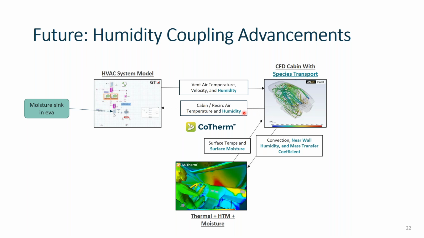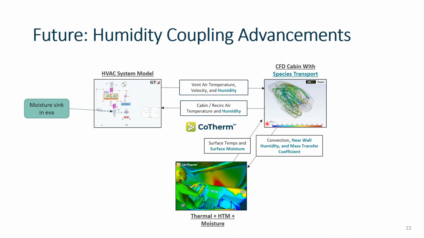And instead of just passing the recirc air temperature to our HVAC system, we're also passing a local humidity, a local moisture content. And then from our HVAC system model, we're passing temperature, velocity, but also the intake humidity. So you can imagine, in cases where we are running with some degree of fresh air intake, locally, the relative humidity, for example, at the defrost vents or near the windshield is going to be lower than the cabin average. Really, the moisture content, I should say, will be lower than the cabin average.